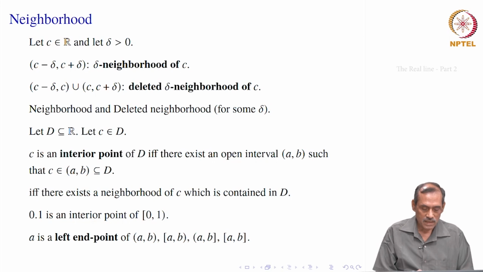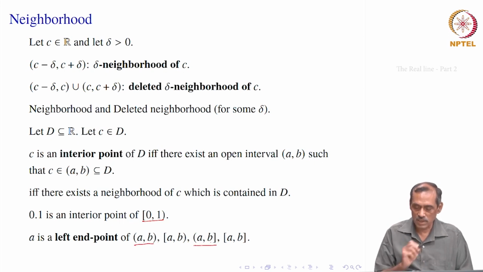Now, A is the left endpoint of AB. We will say that in this interval 0 1, for example, 0 is the left endpoint of this interval. So, A is the left endpoint of all 4 types of intervals: open, semi open and closed. But in some of them the left endpoint is inside D, and in some of them it is not. When it is open, the left endpoint is not there. In the other 2 intervals, the left endpoint is there.